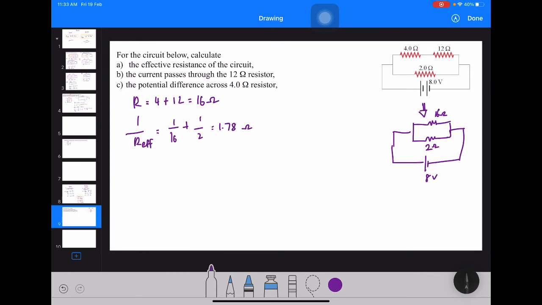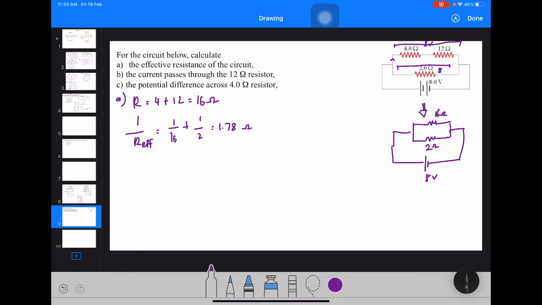The next question, they want to find the current that passes through the 12 ohm resistor. Obviously, you already know that the V across the first one is 8. The V across this one is also 8. And you know that the combination of these two is actually 16. So you can find the current that passed through here straight away. But I just want to show you an important concept. That one is obviously the better way to solve, but I just want to show you the concept.